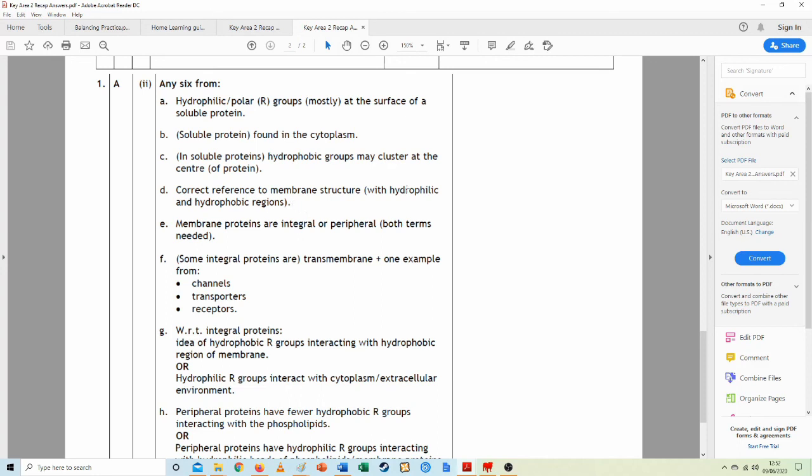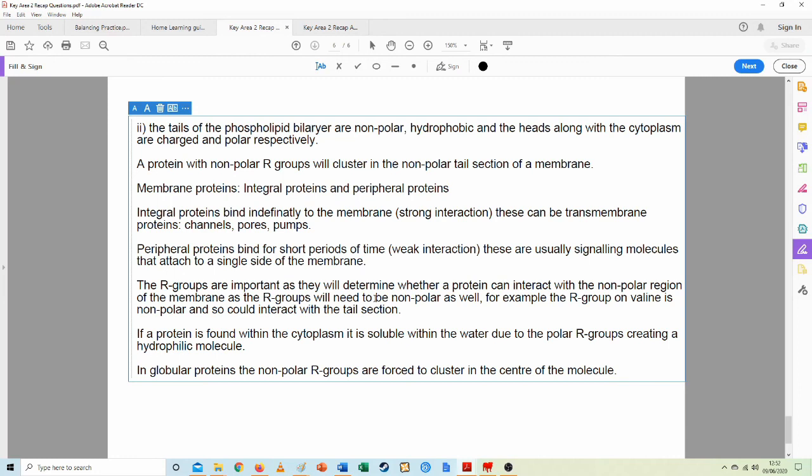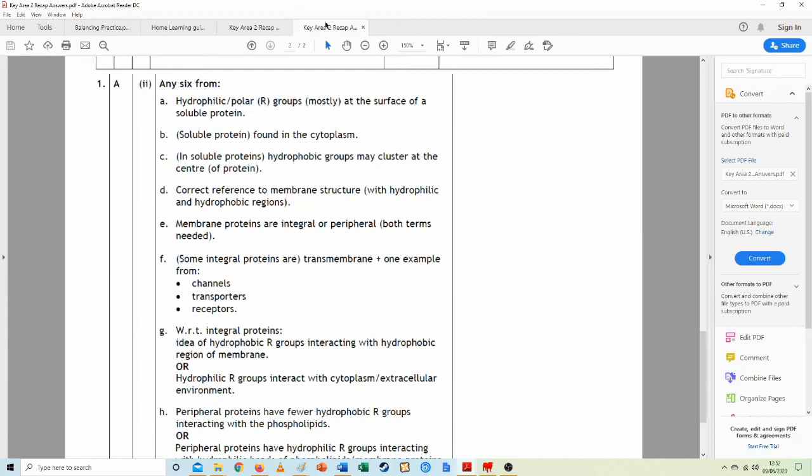Yep, we've done that. So we spoke about the membrane and the tails being hydrophobic and the head being hydrophilic. I think we did, didn't we? Yes, we did. We did that one for the membrane. We now have spoken about the soluble proteins being found in the cytoplasm.